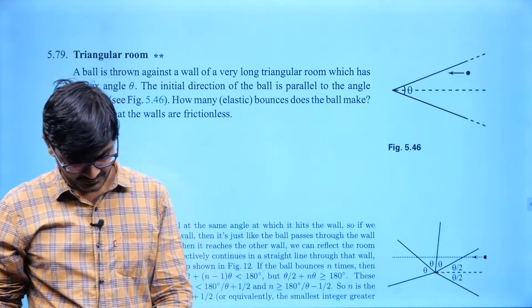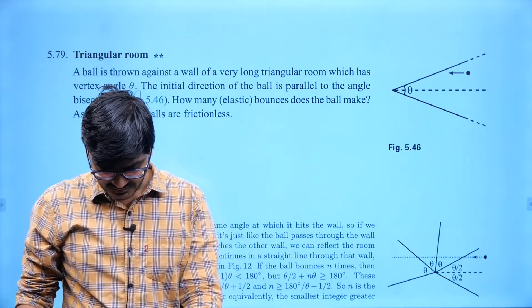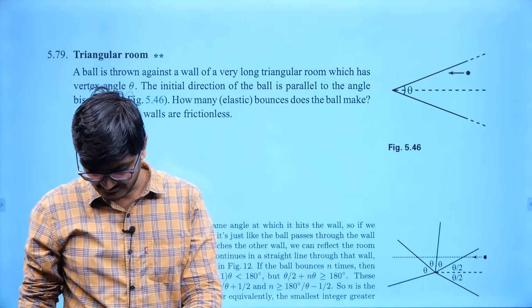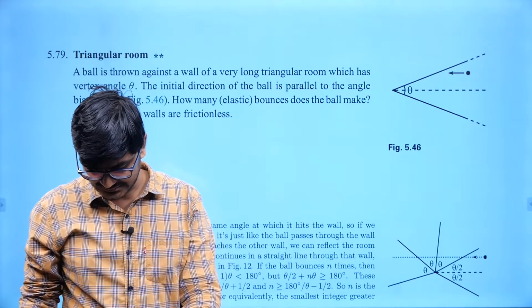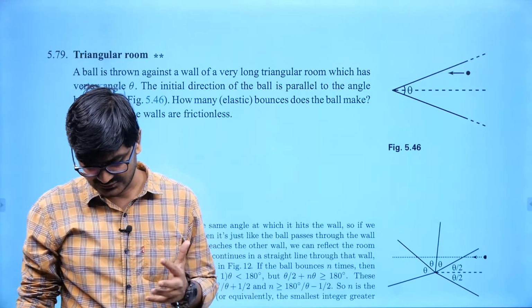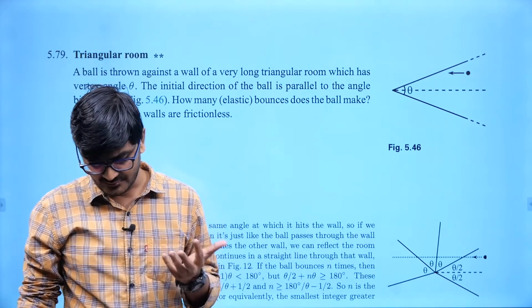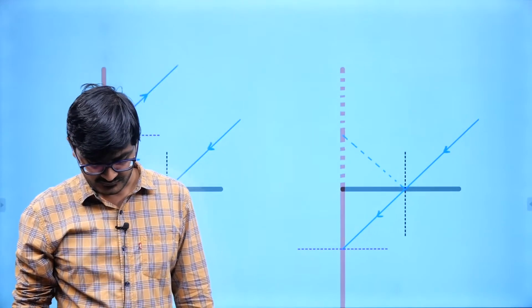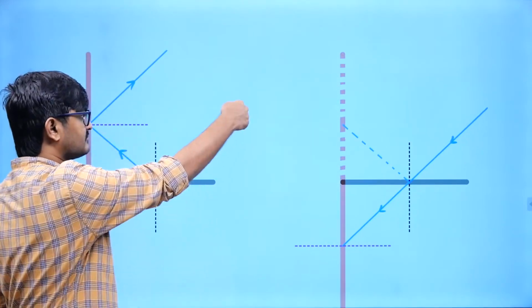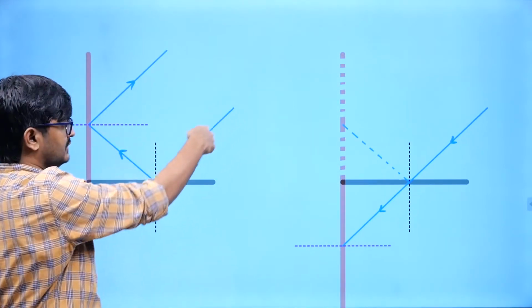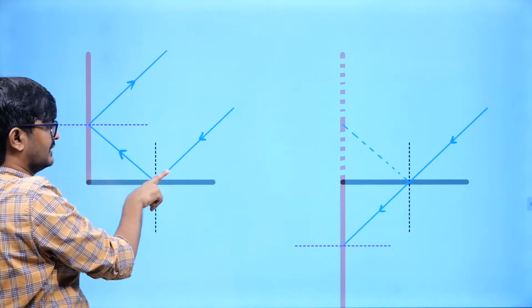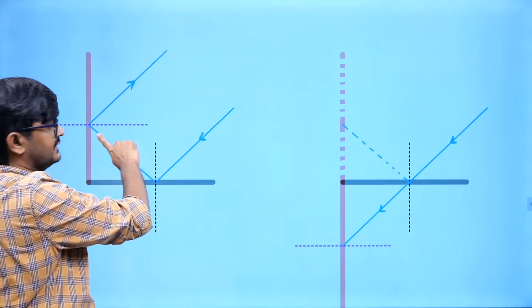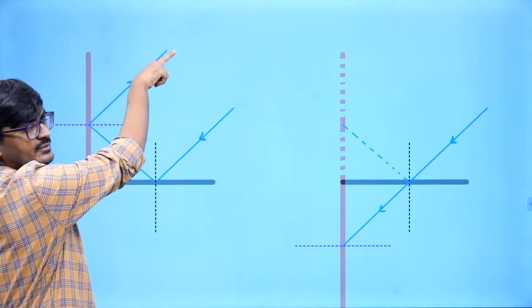So the next question goes like, a ball is thrown against a wall of a very long triangular room which has vertex angle theta. The initial direction of the ball is parallel to the angle bisector. How many elastic bounces does the ball make? Now this question is like this. Let me say there is a light ray which is coming and hitting this mirror. Now angle of incidence is equal to angle of reflection. After this it will be hitting here and it will be going this way.